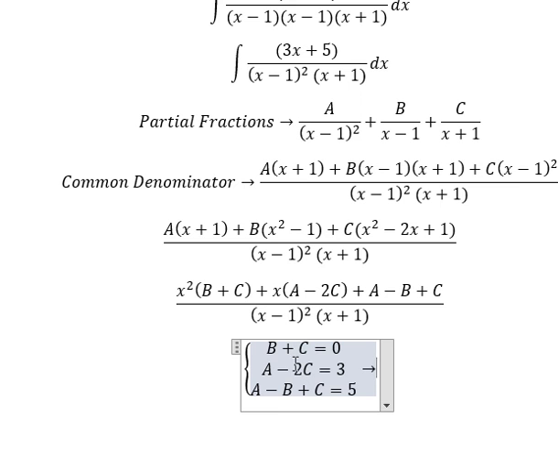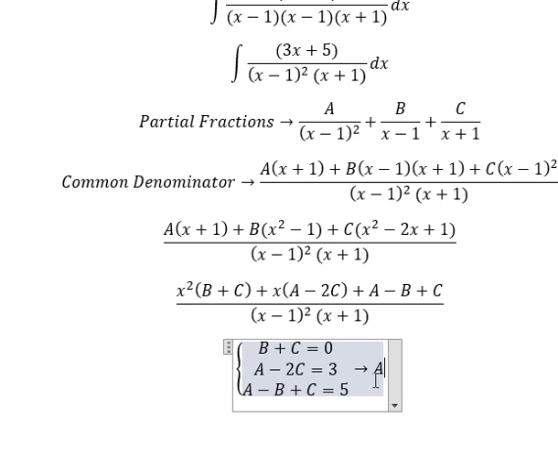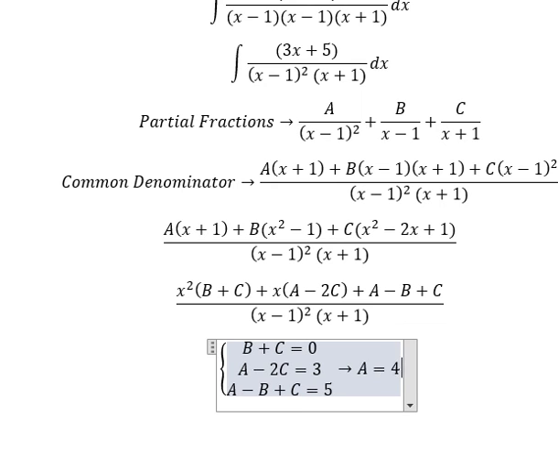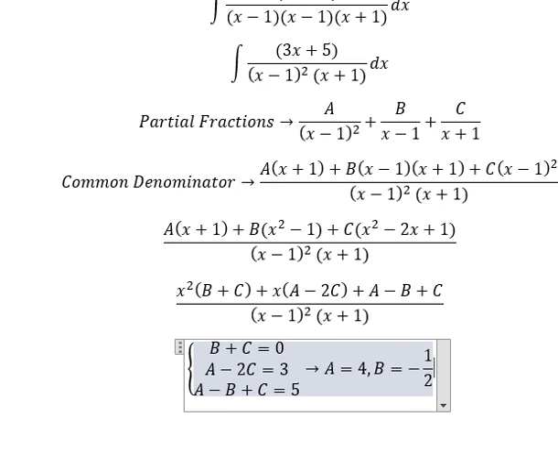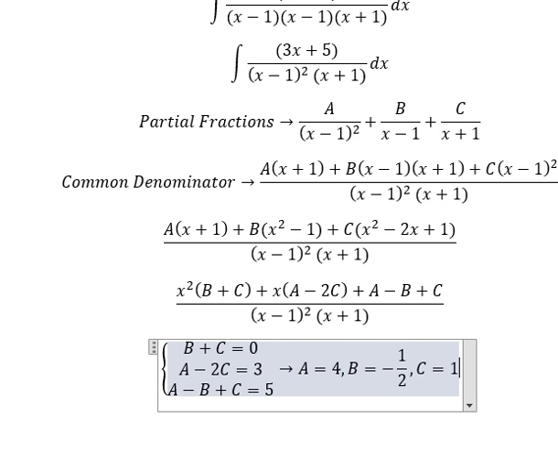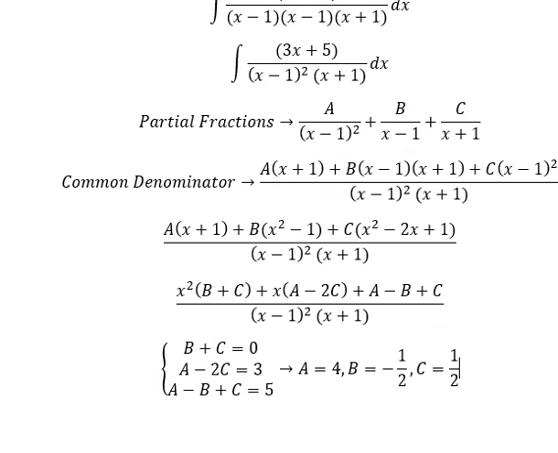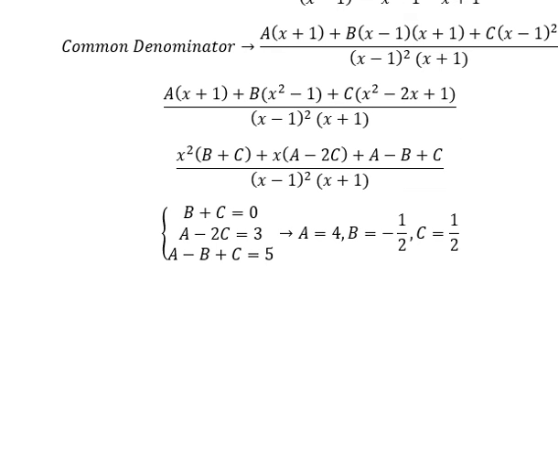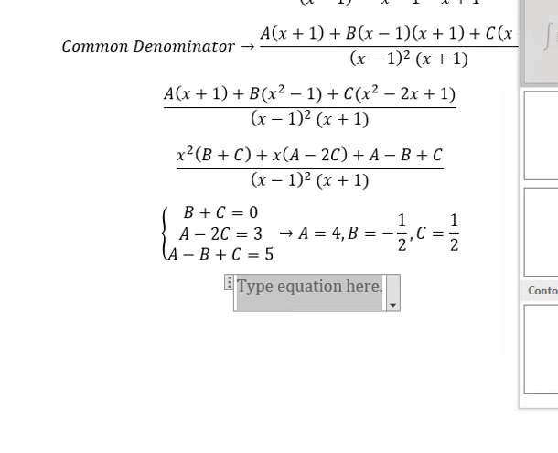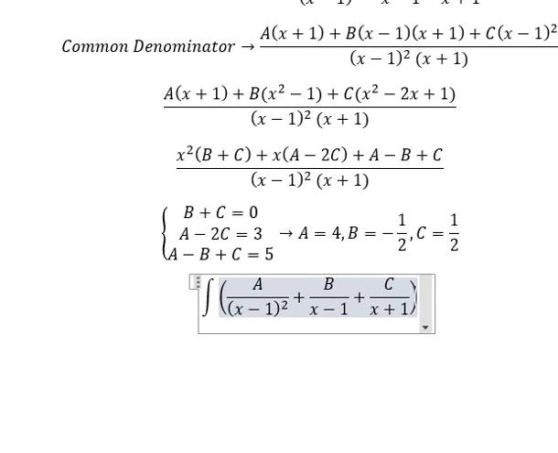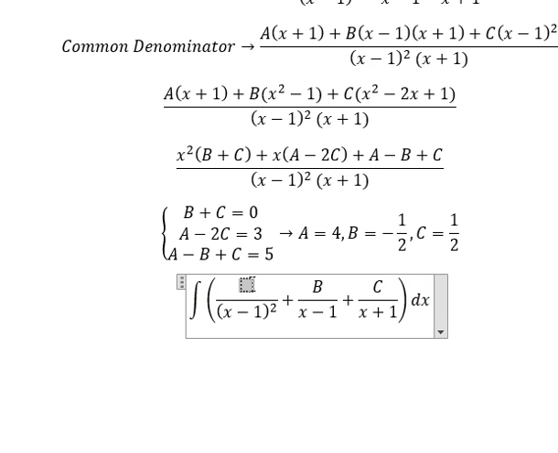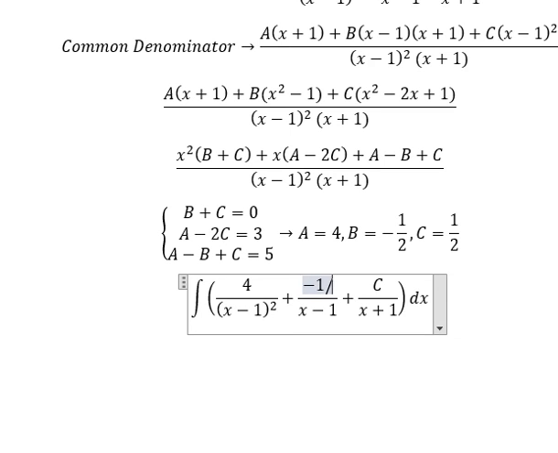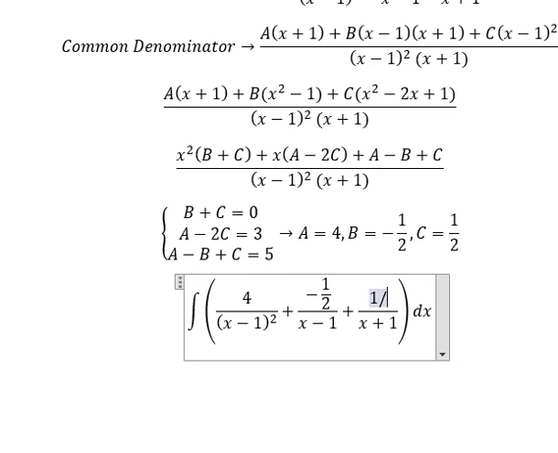Now, we need to find the solutions of A, B, C. So, A equals number 4, B equals negative 1 over 2, c equals 1 over 2. And now we need to put the values a, b, c in here. So a equals number 4, b equals negative 1 over 2, c equals 1 over 2.